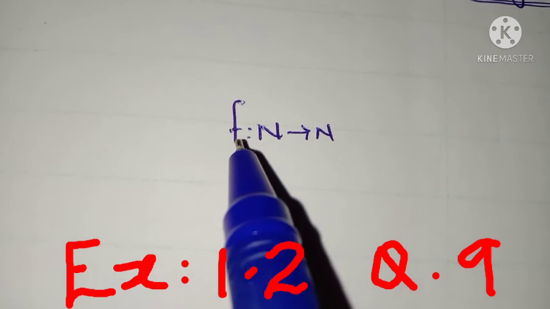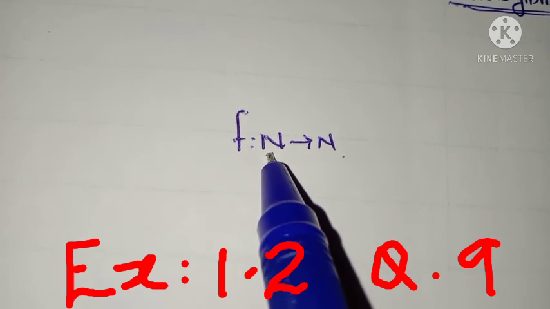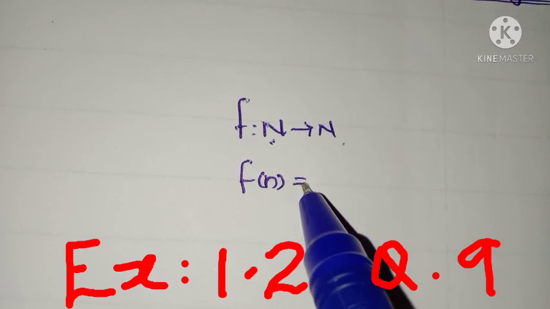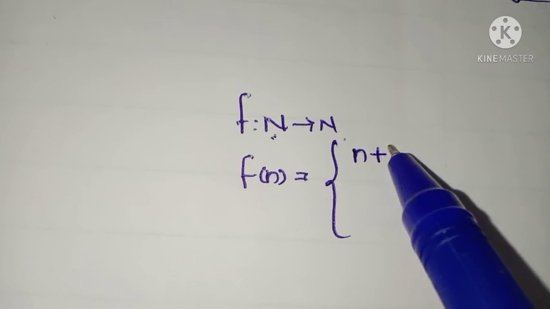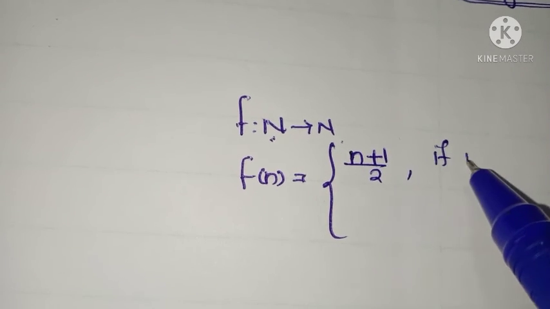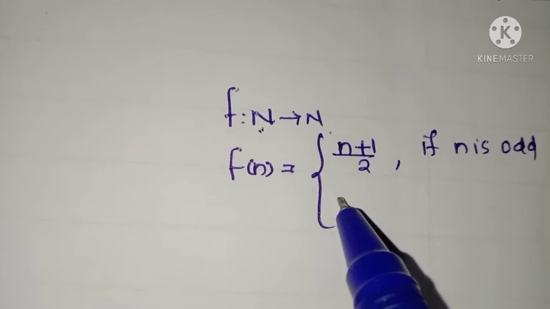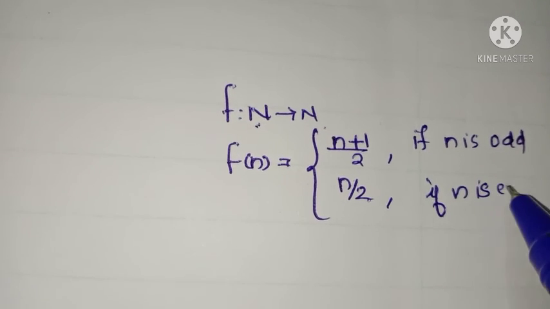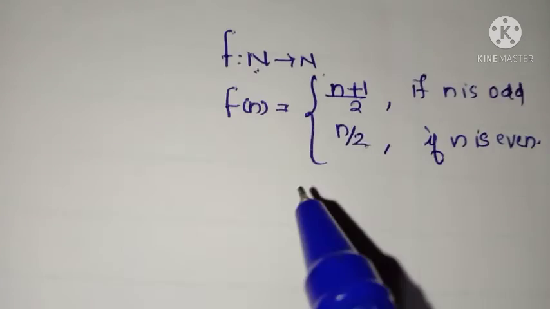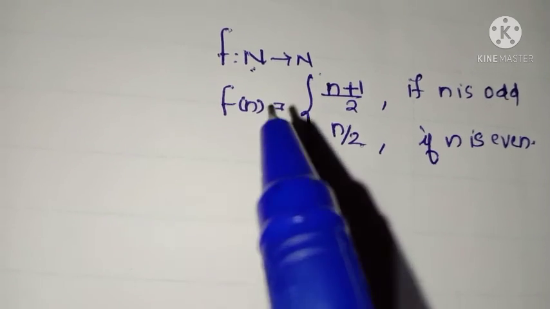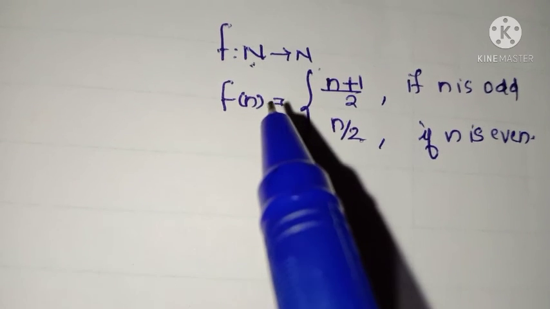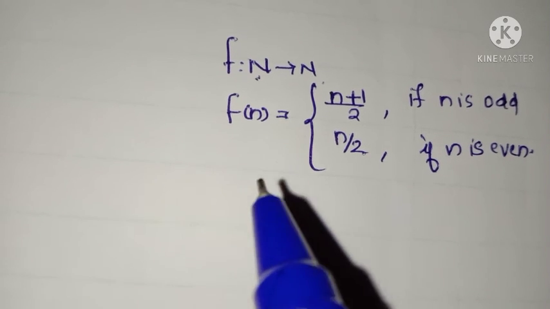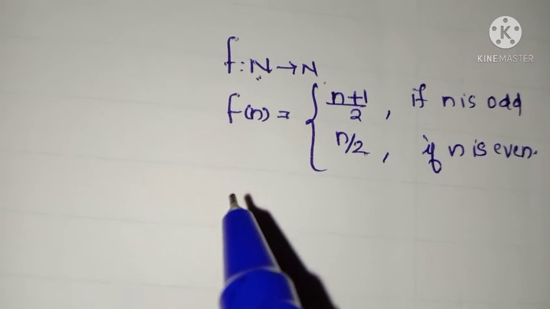Listen, the given function is from N to N. N means the set of all natural numbers, and the function is defined as f of n equal to (n plus 1) by 2 if n is odd, n by 2 if n is even. Listen, this is an important question. We want to state whether this function is 1-1 or onto. 1-1 and onto means bijective. That is our question. State whether the function f is bijective.